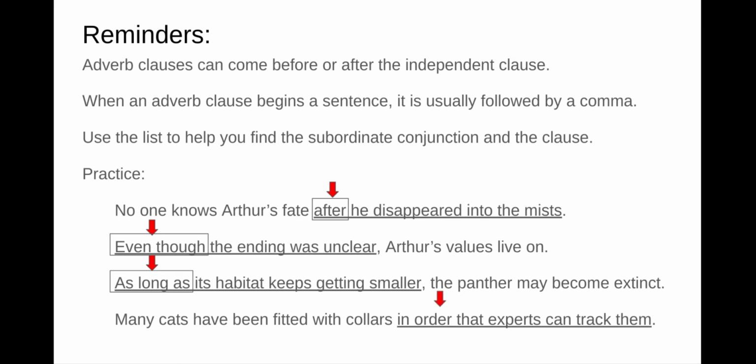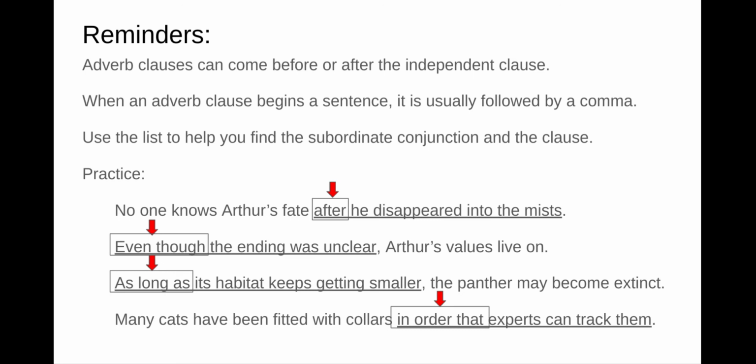And the last example: many cats have been fitted with collars in order that experts can track them. So the subordinate conjunction in this one is in order that. And then I get rid of that clause. Does the rest of the sentence make sense? Many cats have been fitted with collars. Yes, it does. Can I get rid of that whole clause? I can. In order that experts can track them cannot stand alone. So I know that that is the dependent clause, and I've found my adverb clause.